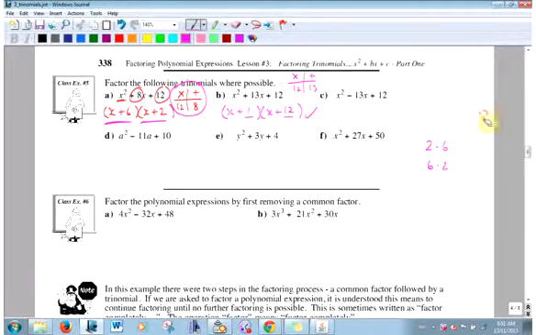Okay? What two numbers multiply to 12 and add to negative 13? X minus 12, x minus 1. Okay? So the two numbers are negative 12 and negative 1. Those multiply to positive 12. Those add: minus 1x, minus 12x, that's minus 13x. Okay?